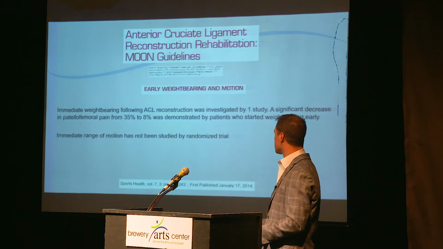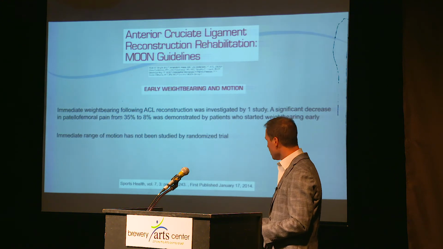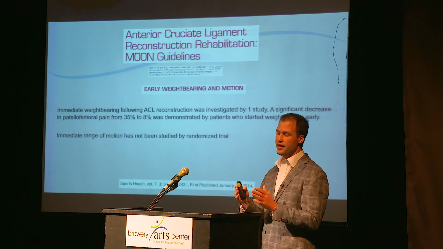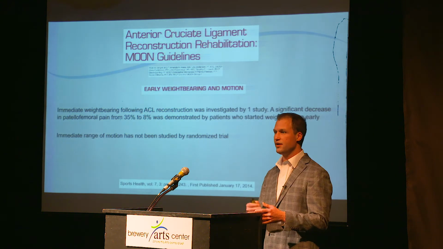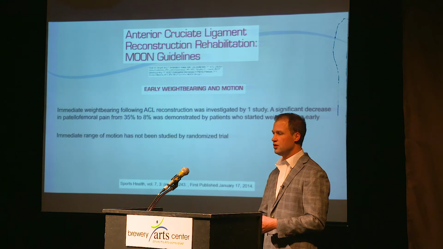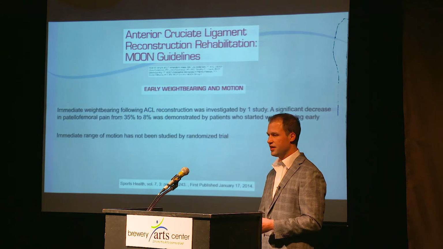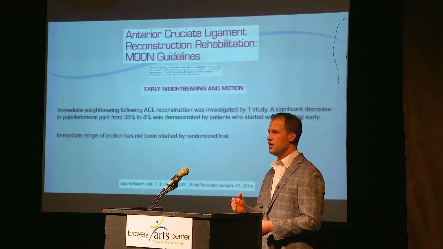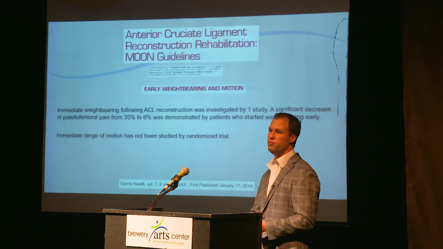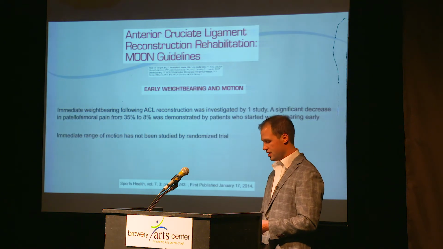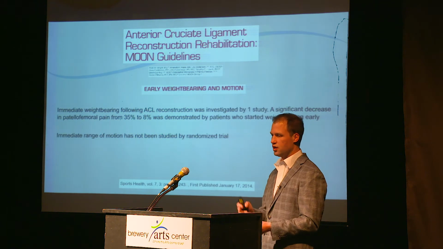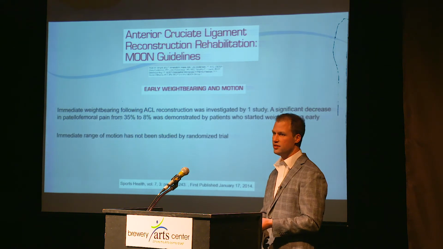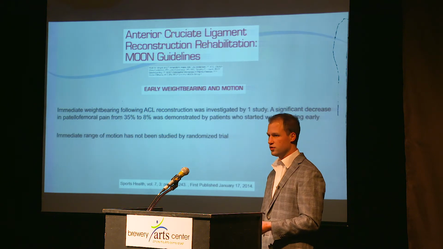Other recommendations: early weight bearing and motion. Initially this was not recommended. People were non-weight bearing for multiple weeks. Everyone was stiff and had peripatellar pain, so the kneecap pain was pretty significant. They started doing early range of motion and everyone fared much, much better. So that's something we really emphasize now, early weight bearing and early range of motion. We typically want people off crutches and at 0 to 120 degrees within the first 4 to 6 weeks after surgery.